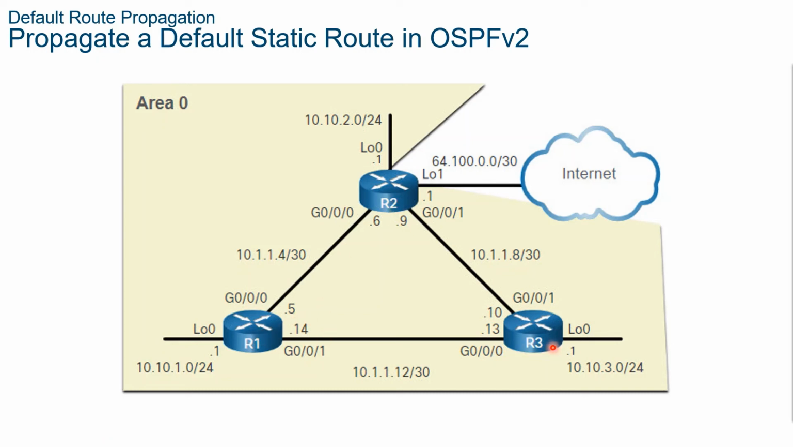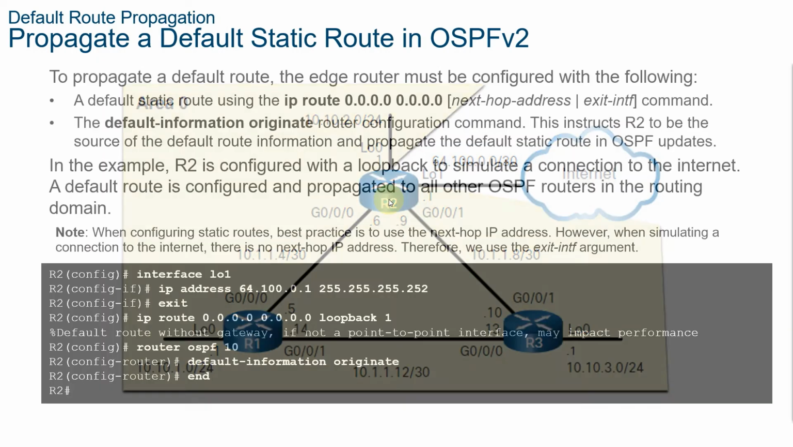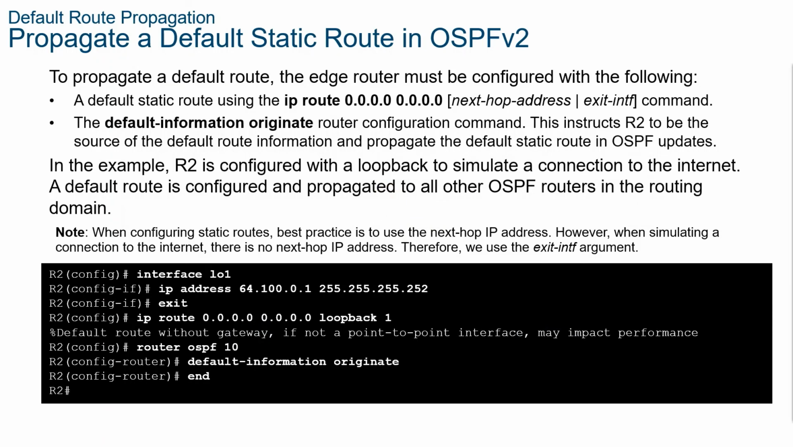Now, the router connected to the internet is sometimes called the edge router or the gateway router. However, in OSPF terminology, the router located between the OSPF routing domain and the non-OSPF network is called the Autonomous System Boundary Router, or the ASBR. Okay? ASBR stands for Autonomous System Boundary Router. Now, how do we propagate a default route?